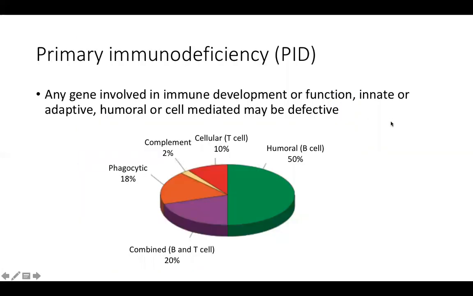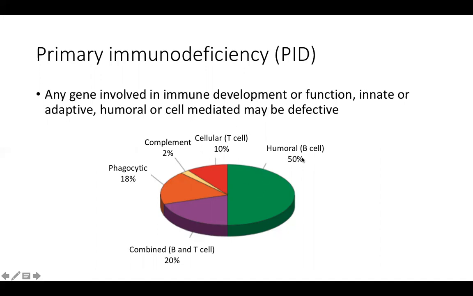So primary immunodeficiency, like I said, is when you never had your weapons, because of some genetic defect. That genetic defect could involve a gene of the innate system or of the adaptive system. In the adaptive system, it could involve the humoral and cell-mediated arms separately, or in a combined fashion. So any of these genes may be defective, okay?